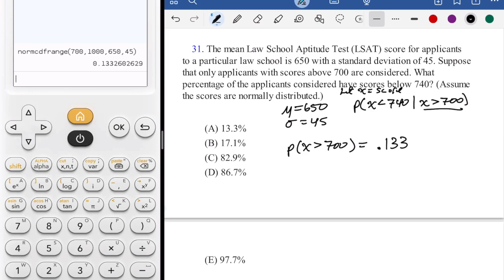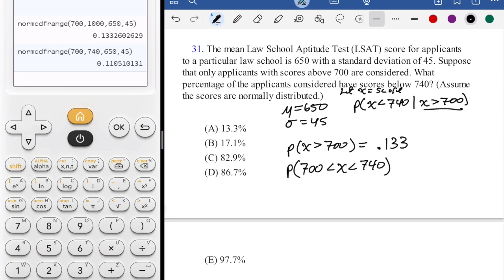Now, within that set, I'm looking at the individuals who have a probability of being greater than 700 while also being less than 740. So another CDF range. This time just going 700 to 740. All right, that's about 0.11-ish. So that equals 0.111.